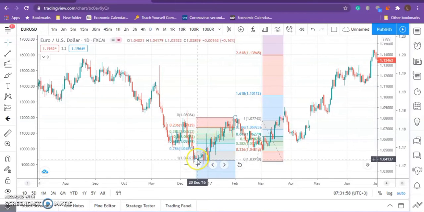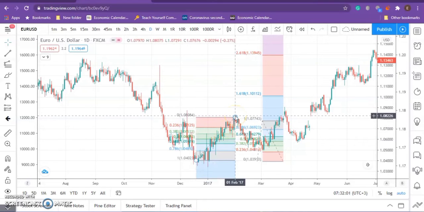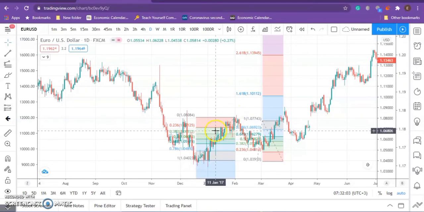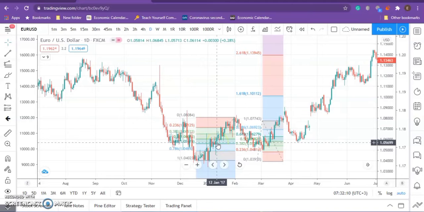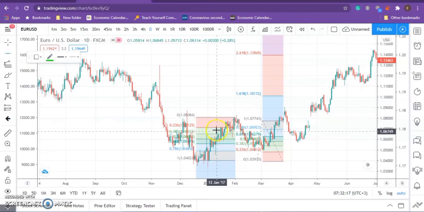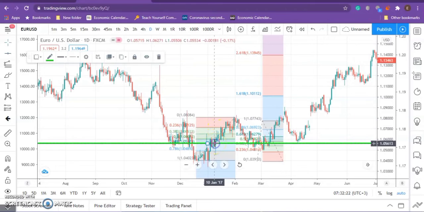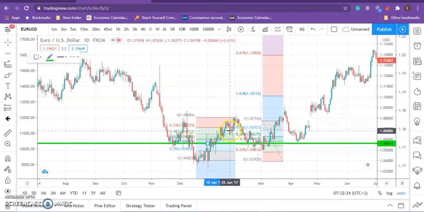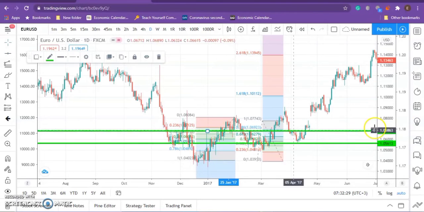When we present this one as X and this one as A, then we expect our B to be in between 0.382, which is 38%, to 61.8%, which is 0.618 here. So let us put some horizontals there to show you better. So this here is 61, and this here is 38.2.